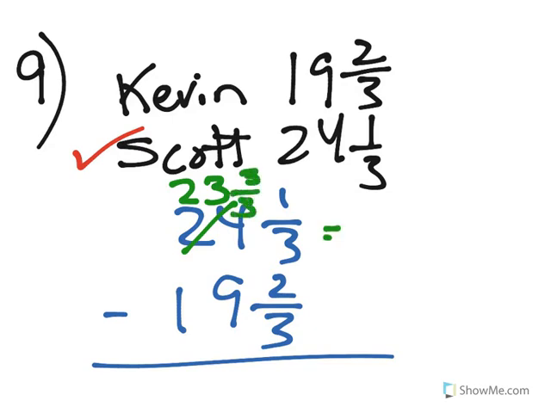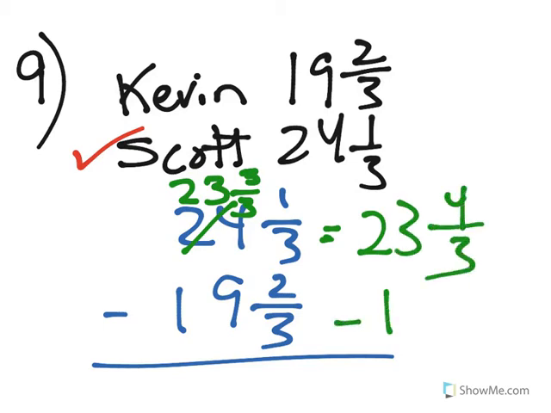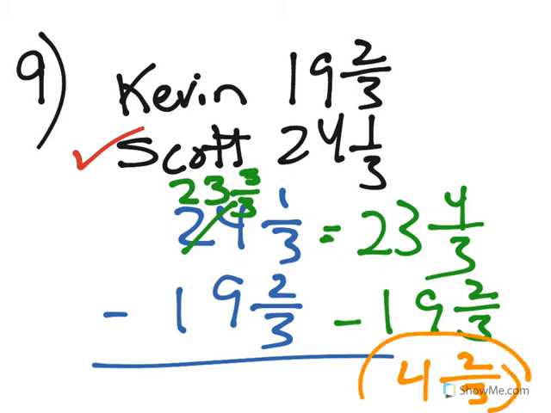Now I can add that, so I'm going to get 23 4/3 minus 19 2/3. At this point, I can subtract 4 minus 2, which is 2 over 3. I can subtract 23 minus 19, which is 4 2/3. So my answer to this problem is Scott threw the football 4 2/3 yards further than Kevin, which is B.